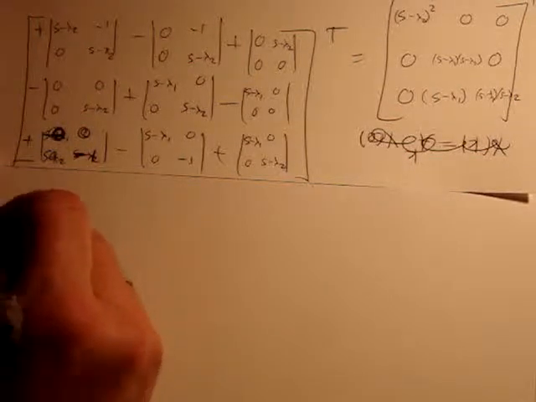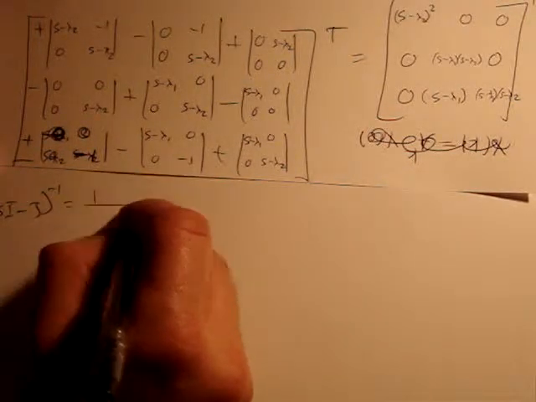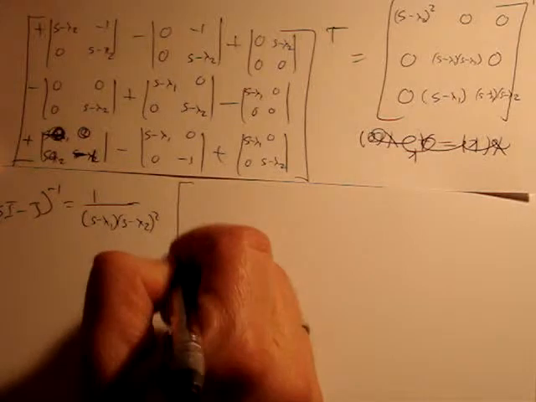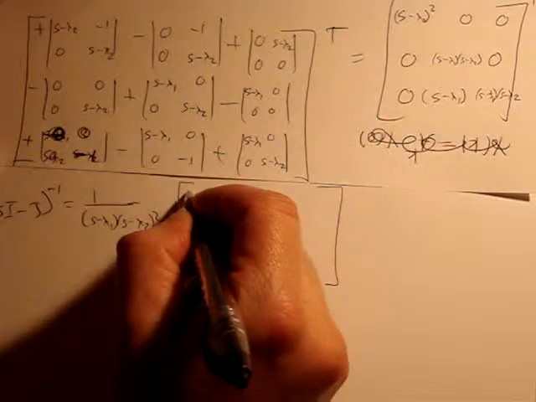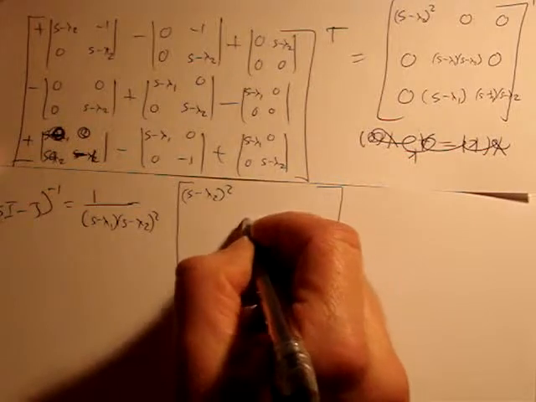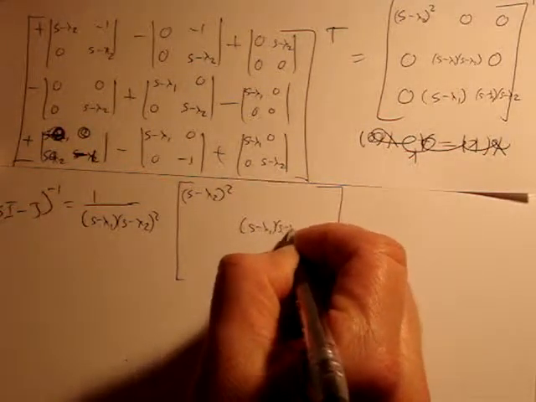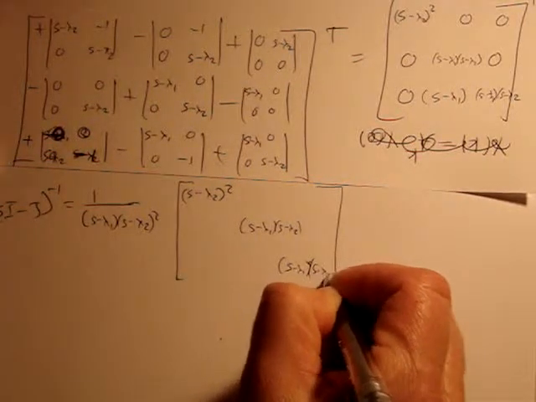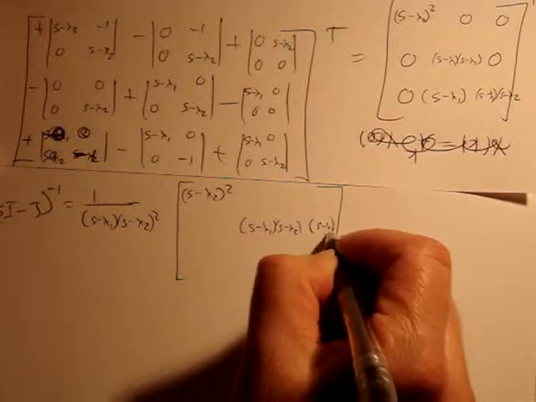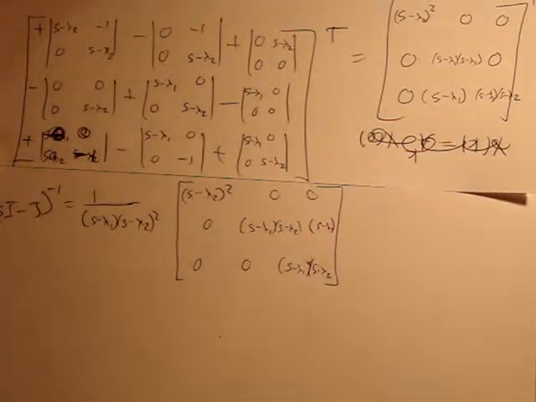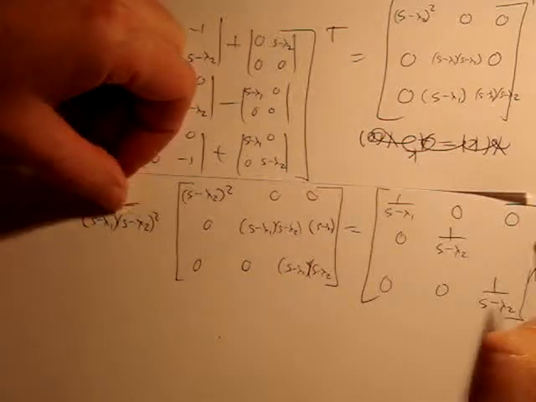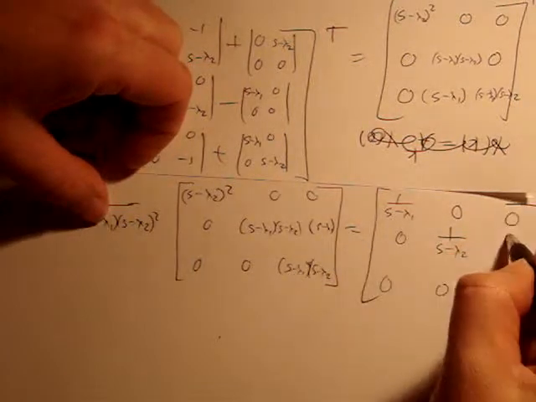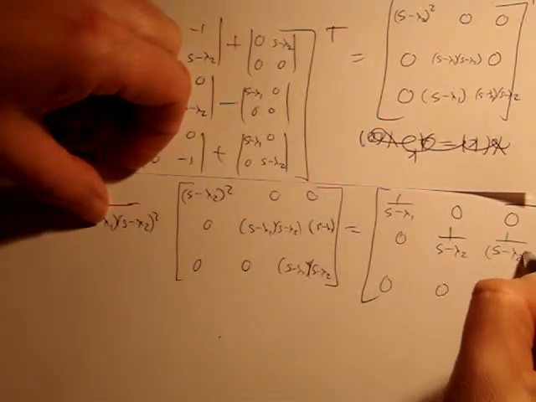sI minus J inverse is then 1 over our determinant, s minus lambda 1, s minus lambda 2 squared, times our matrix. Now, taking the transpose, we have s minus lambda 2 squared, s minus lambda 1, s minus lambda 2, same thing. But now we have our s minus lambda 1 over here. If we go ahead and divide through, our off-diagonal term, s minus lambda 1 here, cancels, and we end up with a 1 over s minus lambda 2 squared.